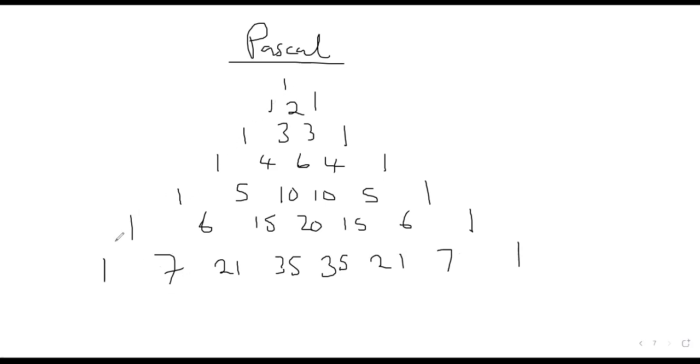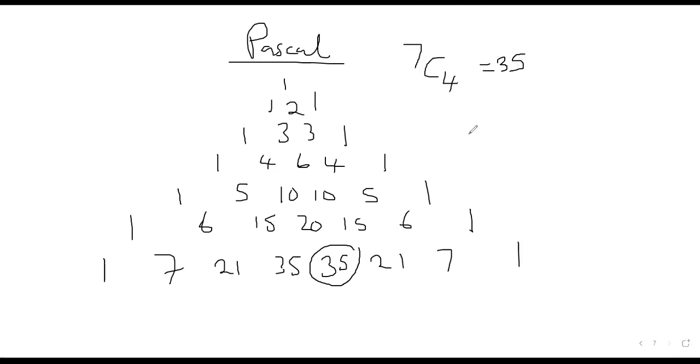So n combination 0 is 1. So 7 combination 0 is 1. 7 combination 1 is 7. 7 combination 2 is 21. 7 combination 3 is 35. So you just count the number. If I ask you to give me 7 combination 4, you go where there's 7 as the second number after 1. So you count 0, 1, 2, 3, 4. So 7 combination 4 is 35.